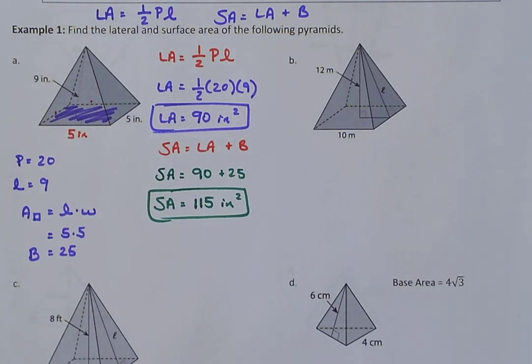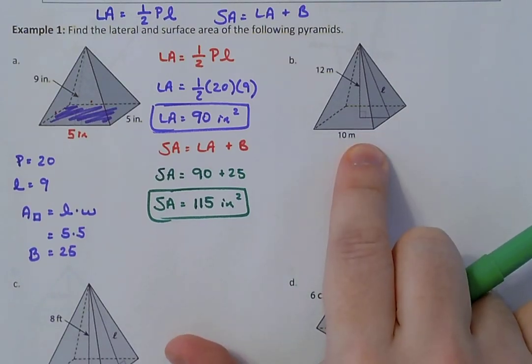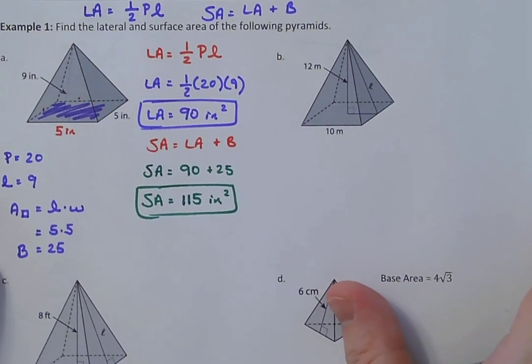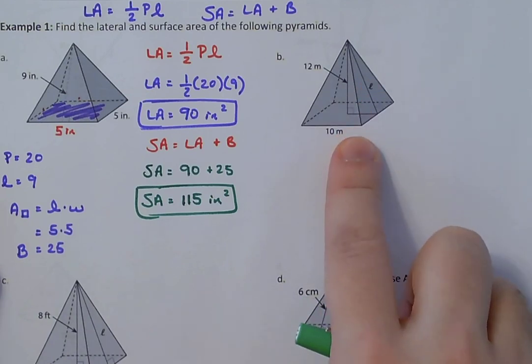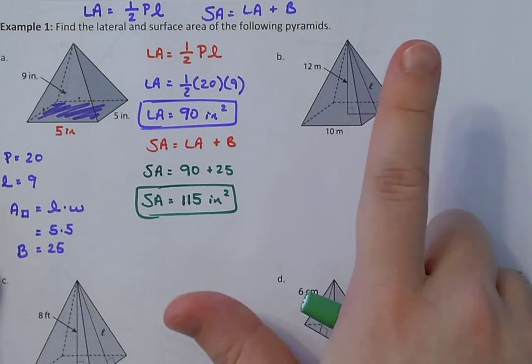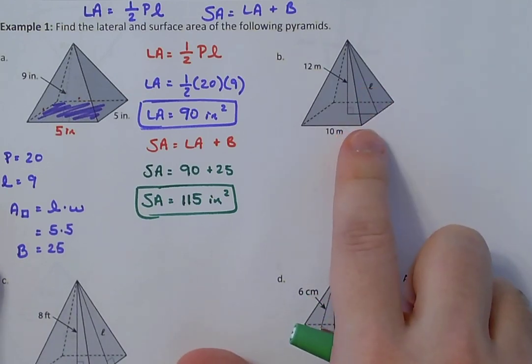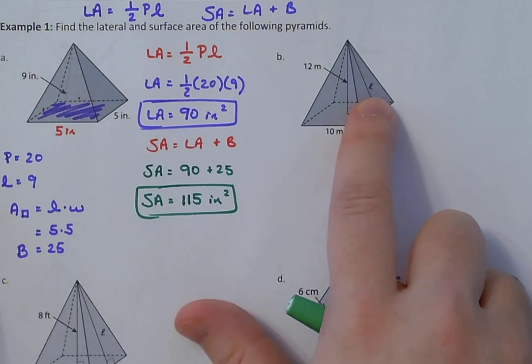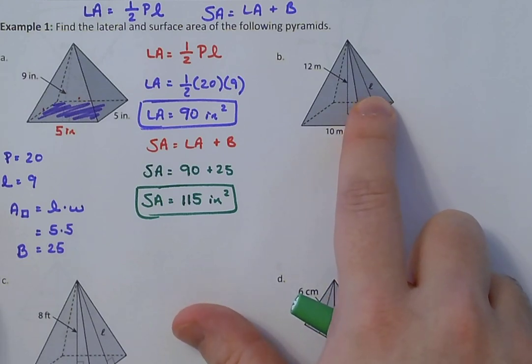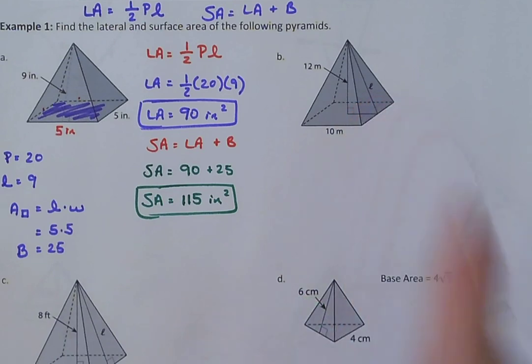So that is your answer for surface area. If we take a look at example 1, part B, they give us another rectangular pyramid. For this one, one thing to note is that they don't tell us our slant height. They show us here with L that we do not know our slant height, so we need to figure out what our slant height is.